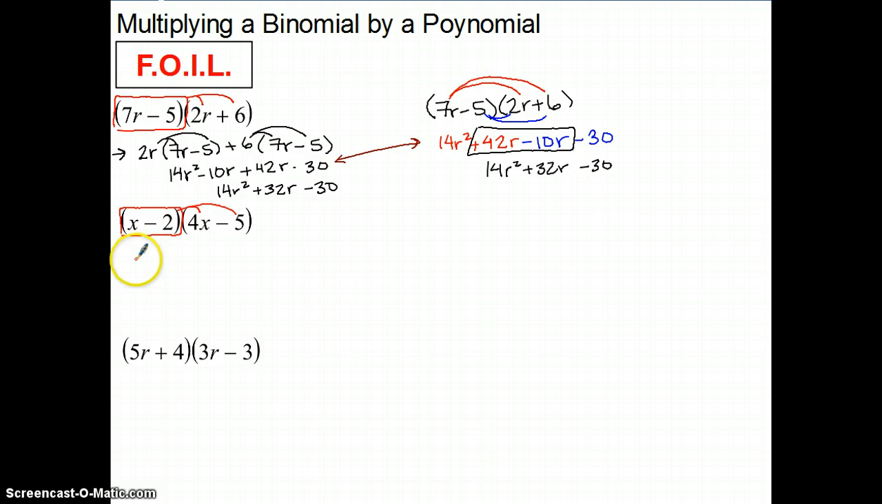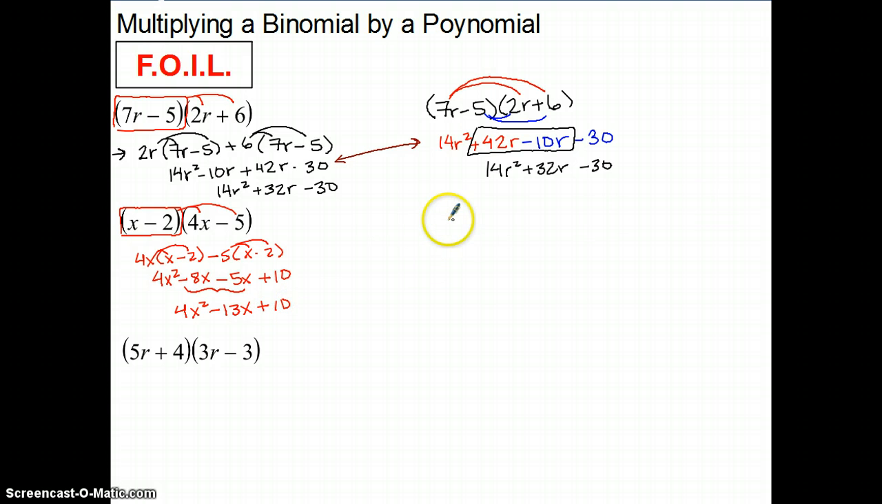I'm going to take my x minus 2 and distribute. I end up with 4x times x minus 2 minus 5 times x minus 2. Distributing my 4x, I get 4x squared minus 8x. Distributing my negative 5, I get negative 5x plus 10. Combining these like terms, I have 4x squared minus 13x plus 10.